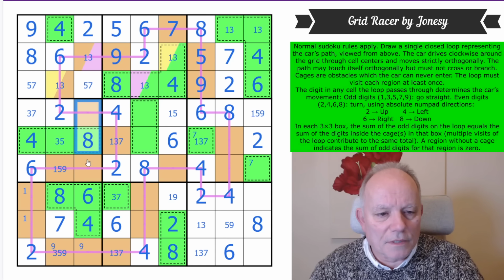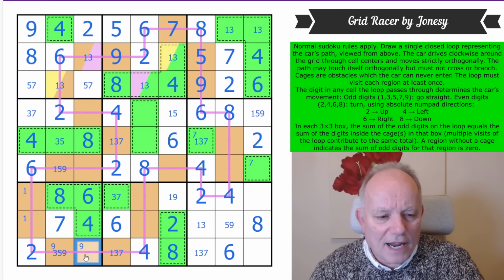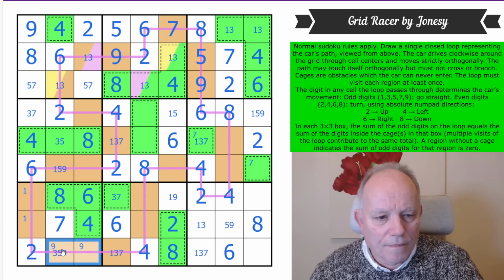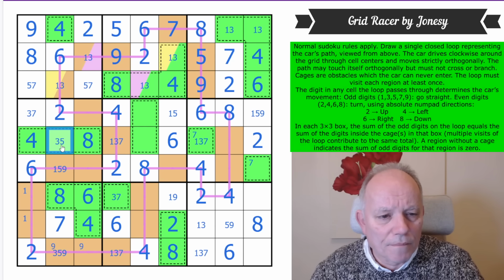3's in one of those cells, so those can't be 3. If that's not 3, that has to be 3. Then this is a 3-9 pair. I'm going to say this can't be 3 anymore. If this was 3, that would be 3.